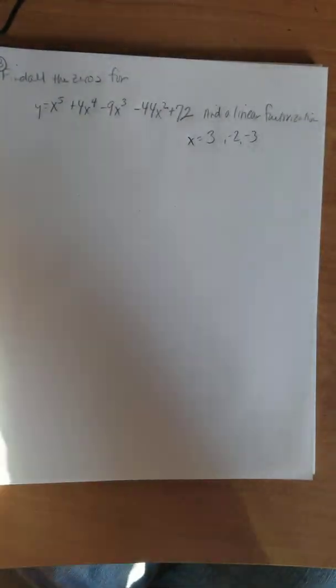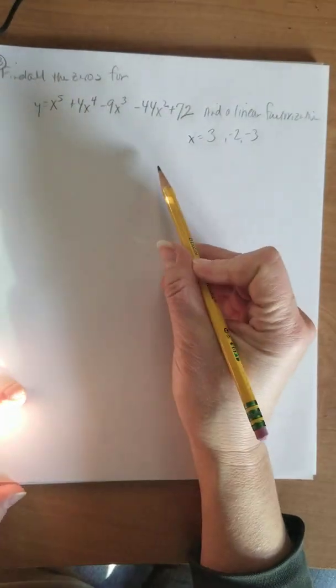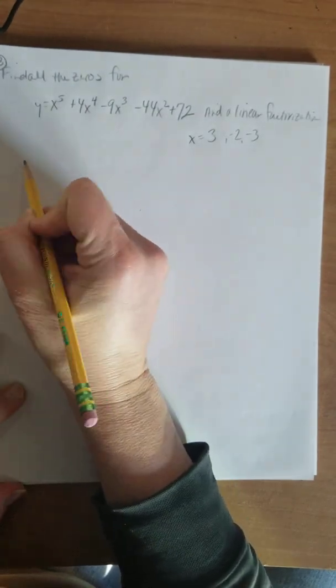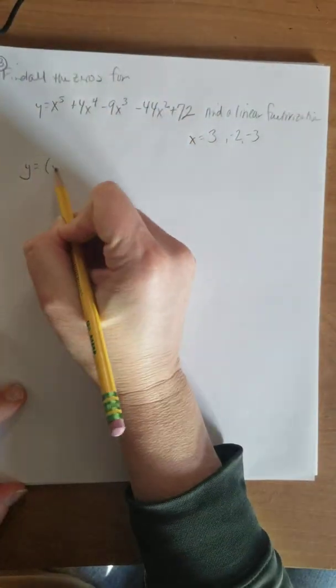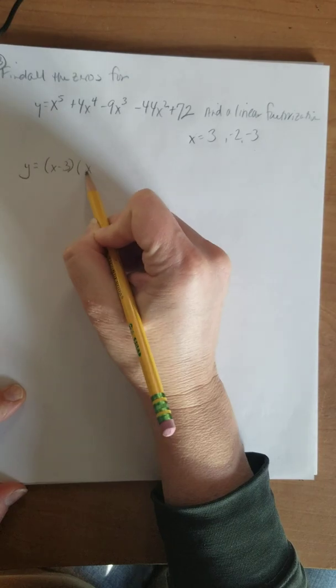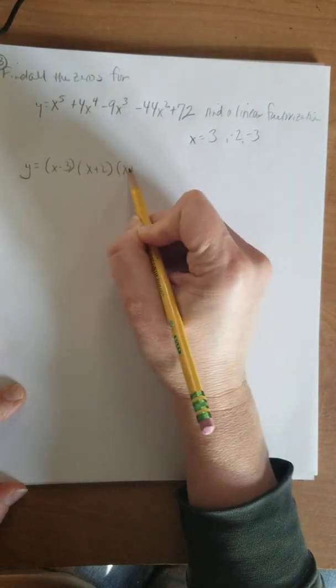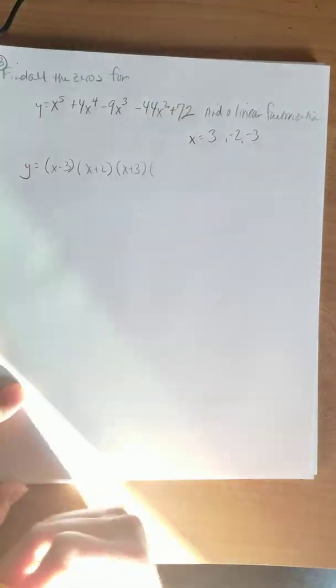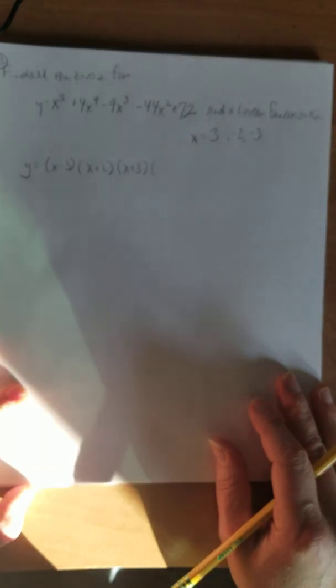Those are my first 3. First thing I'm going to do is, let's go in order. I know I can have a prime factorization. I'm going to write this up here. So it's y equals x minus 3 times x plus 2 times x plus 3. Now I need to figure out what comes after that, after I do all of my work within this problem.